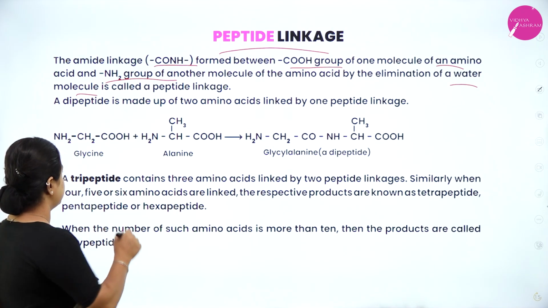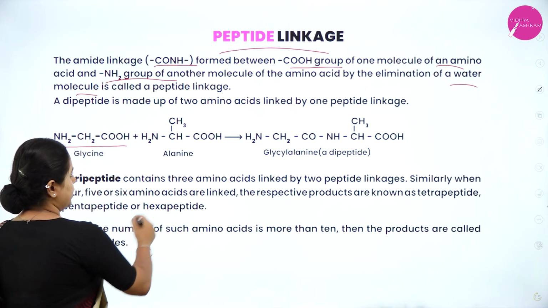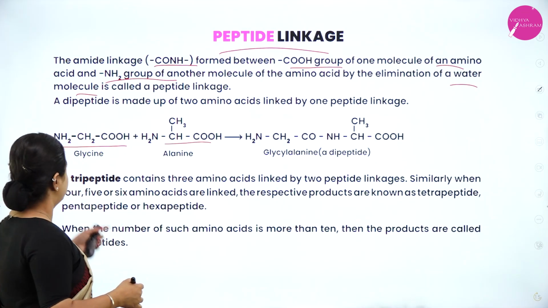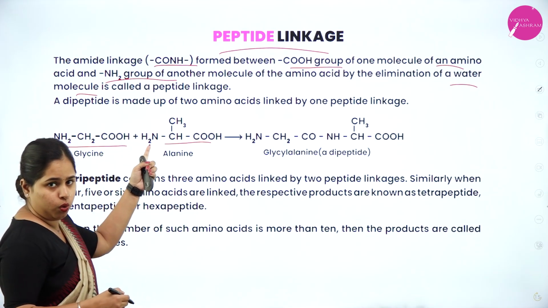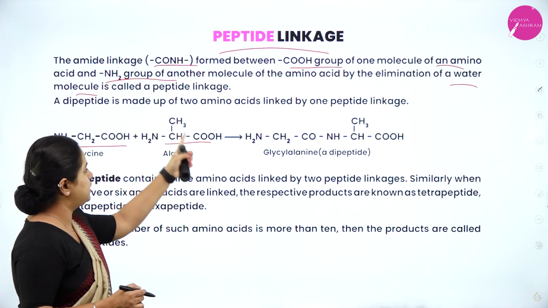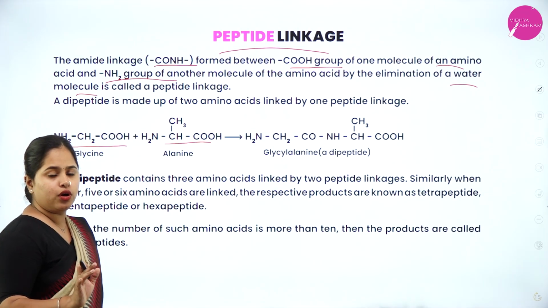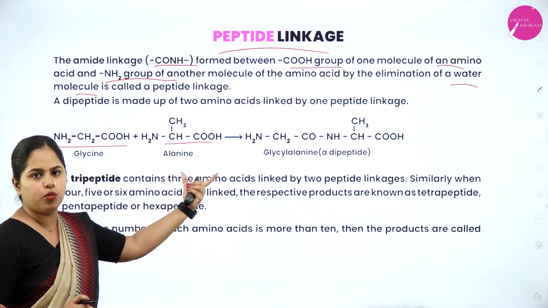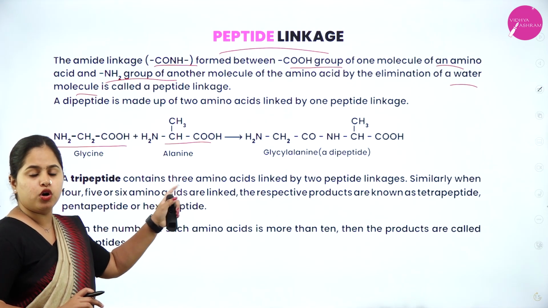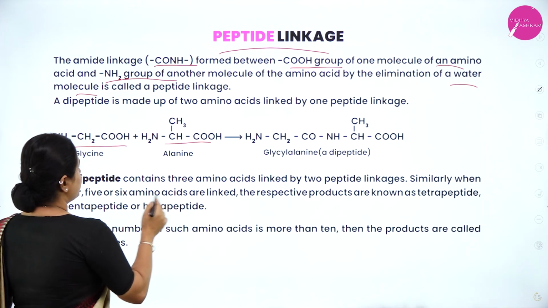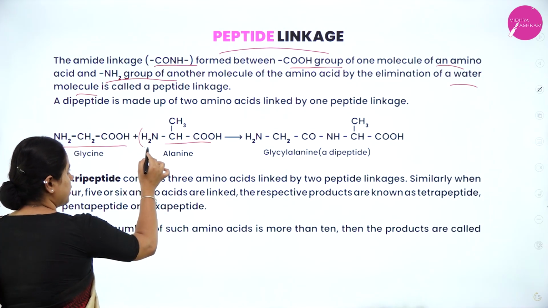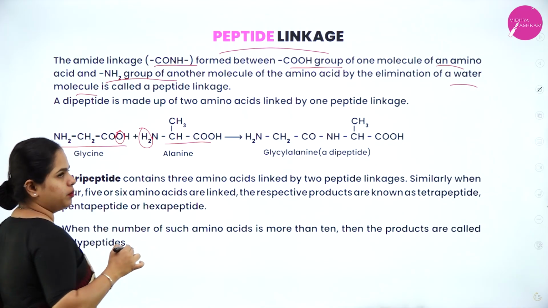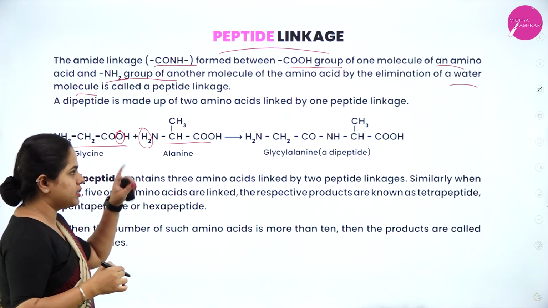So, let us understand this. You have one molecule of glycine here and one molecule of alanine here. So, you can see NH2, CH2, COOH and you have NH2, CH, CH3, COOH. This is one molecule of an amino acid, and this is another molecule of amino acid. How this bond is formed is by the removal of water. You can see here, this H2 and O will be removed. H2O is removed as water.